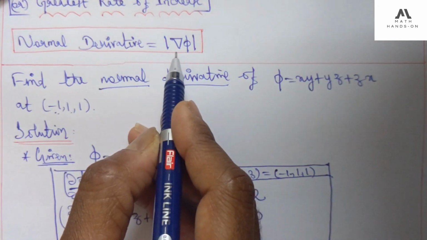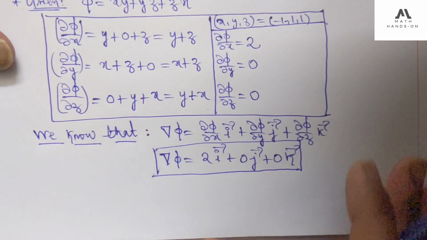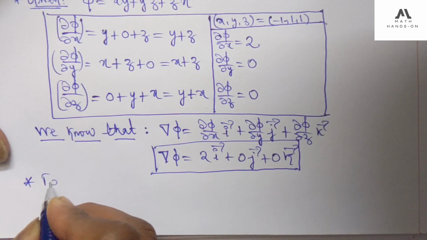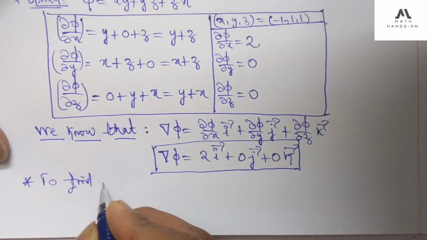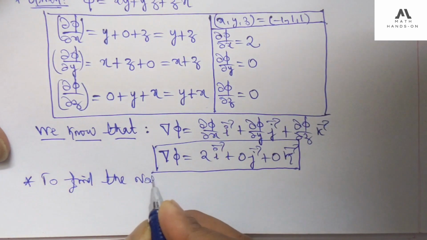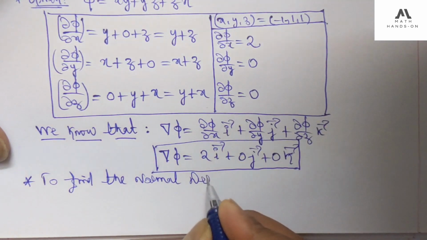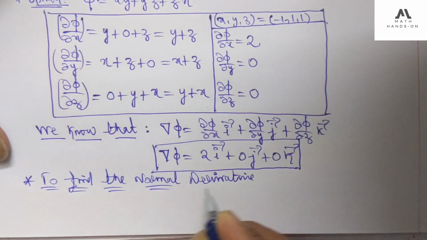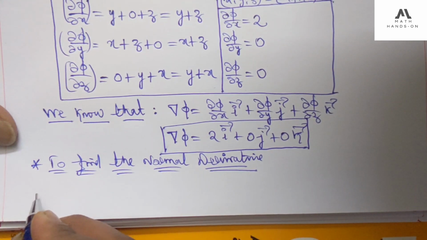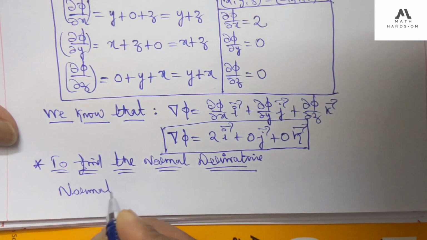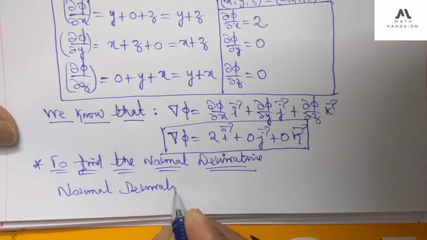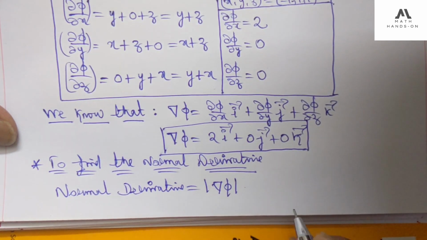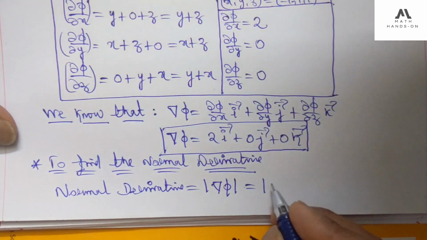Normal derivative equal to modulus of del phi. Okay, now write down the formula for the normal derivative. To find the normal derivative, normal derivative is equal to modulus of del phi. Which means modulus of, what is del phi?